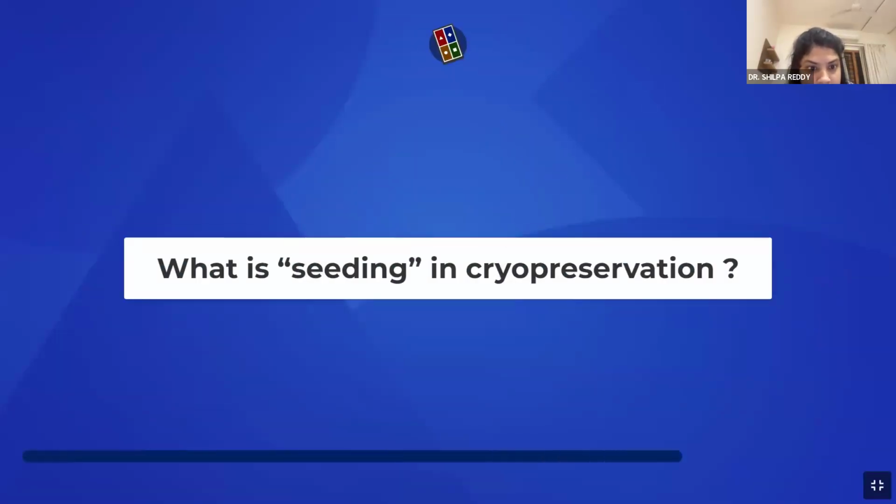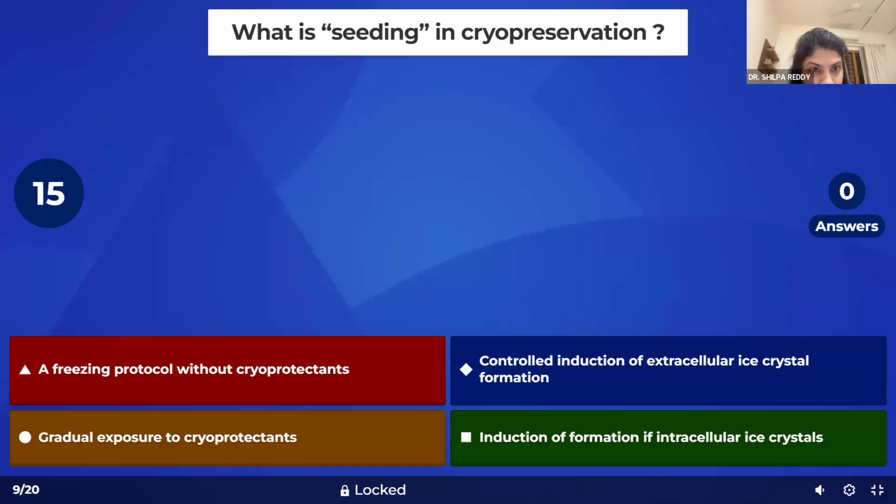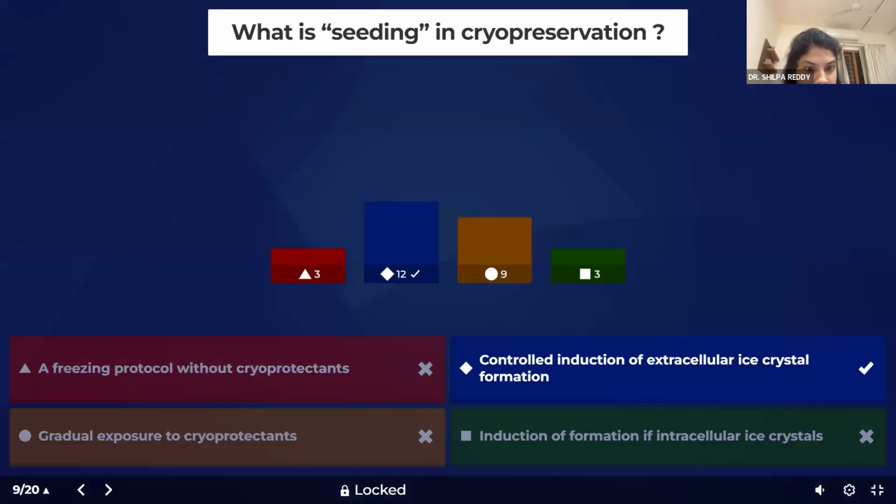Water seeding and cryopreservation. So you have 4 options. Freezing protocol without cryoprotectants. It's controlled induction of extracellular ice crystal formation. Is it gradual exposure to cryoprotectants, or induction of formation of intracellular ice crystals?